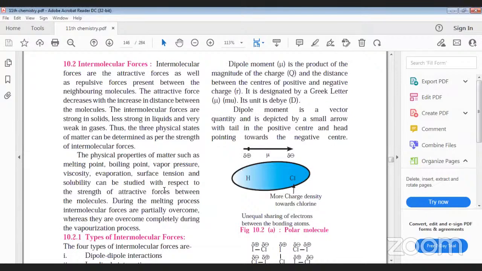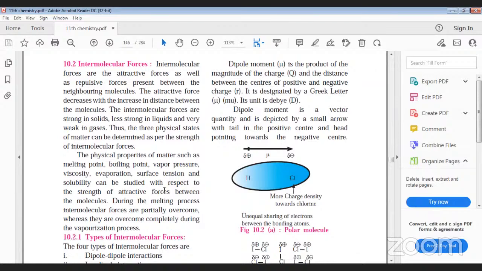So if you want to study melting point or boiling point, what you should know is the strength of attractive forces between the molecules. For example, let's take a melting point example. Suppose the melting point of substance A is 60 degrees and the melting point of substance B is 150 degrees. So what does it indicate? Which substance is stronger, A or B?